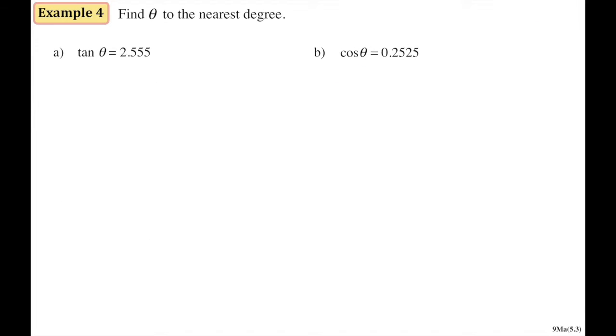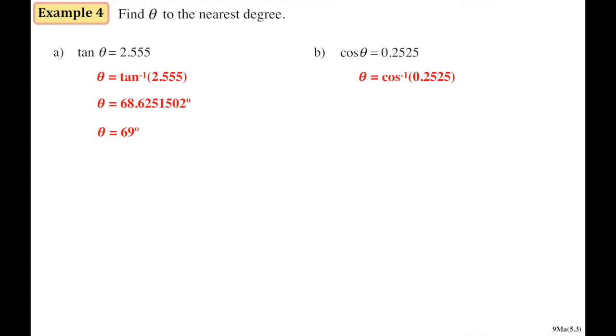Let's have a look at example 4. Find theta to the nearest degree. Well, the first one says tan theta is 2.555. We want theta by itself, so we'll take the inverse tan of 2.555. That's find the angle button. Put that into your calculator, and it says it wants the answer to the nearest degree. 68.6 is closer to 69 degrees than it is to 68 degrees. So there's our answer to the nearest whole degree.